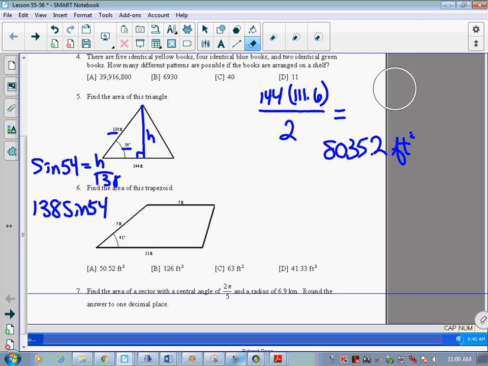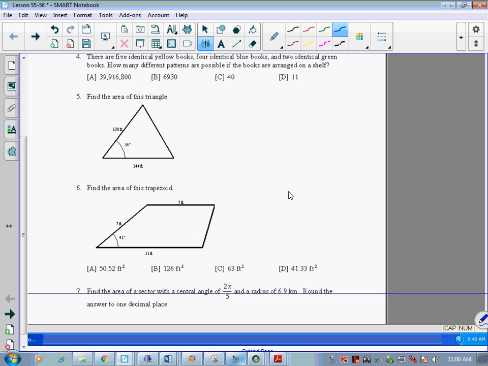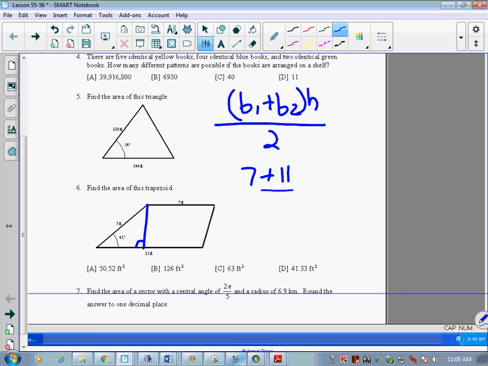And below that, we have a trapezoid. If you remember your formula for a trapezoid, it's base 1 plus base 2 times height divided by 2. So that's the formula we're going to use. The only problem is, what are we missing? Height. We end up doing the exact same thing. We're going to make a right triangle here. We're going to find the height. We already know our base 1. Base 1 is 7. Base 2 is 11. We know we're going to divide by 2. We just have to find that height, right?